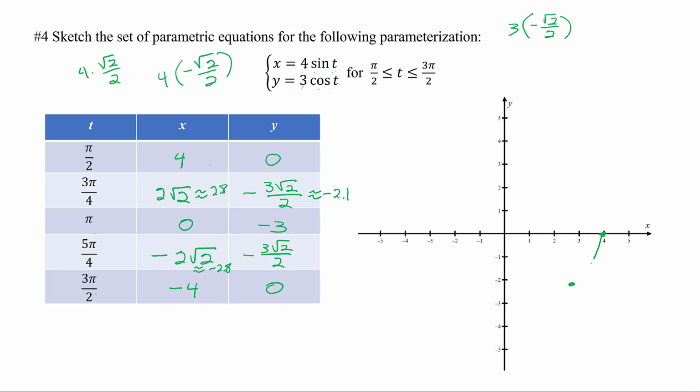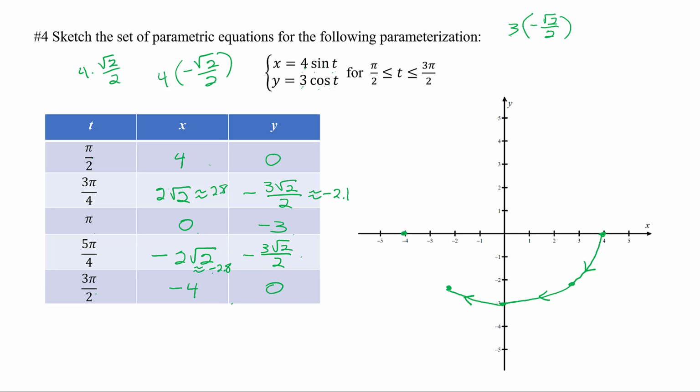And so we're moving along here, and we're going to put arrows on our curve as we go. So we are paying attention to the direction here. Then we move to the point 0, negative 3. And again, moving along, we're going to put some arrows here to give us direction. We move on to about negative 2.8, negative 2.1, about right here somewhere. And so moving along, adding arrows for direction, and we end at negative 4, 0.